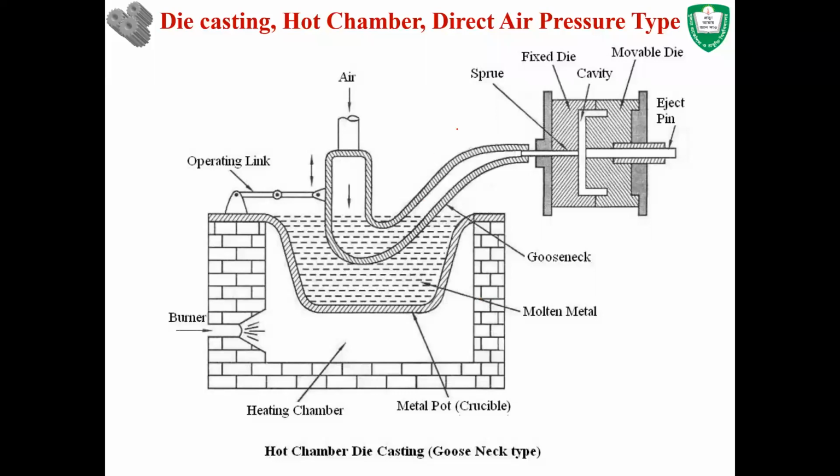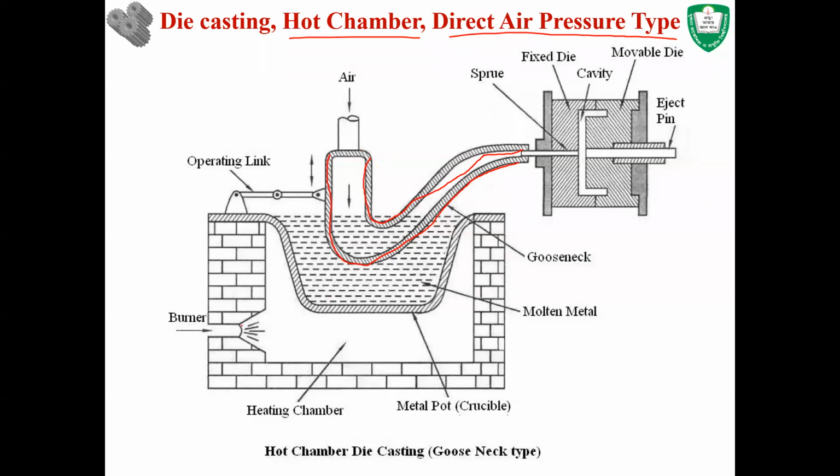First one is the direct air pressure type, hot chamber, direct air pressure type casting. In this case, there is a gooseneck. This is called a gooseneck because it looks like the neck of a duck or goose. It is also called the gooseneck type hot chamber die casting machine.